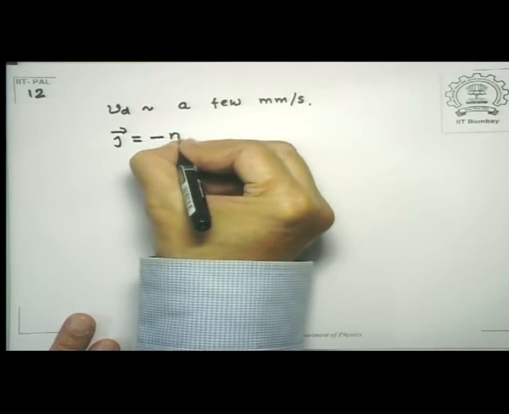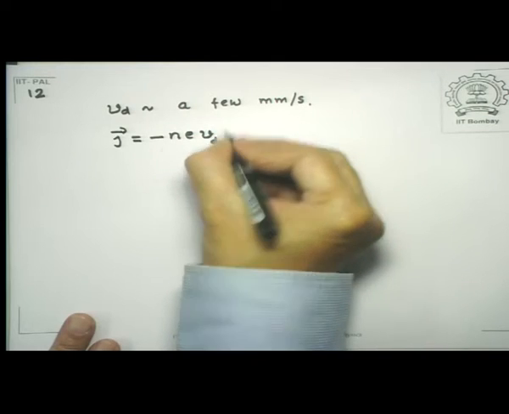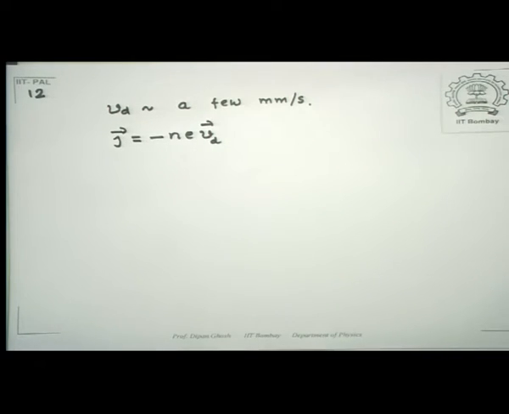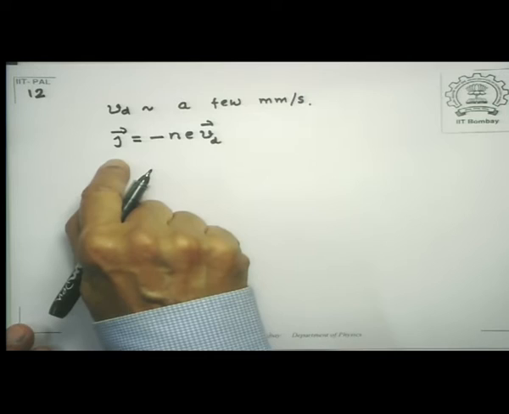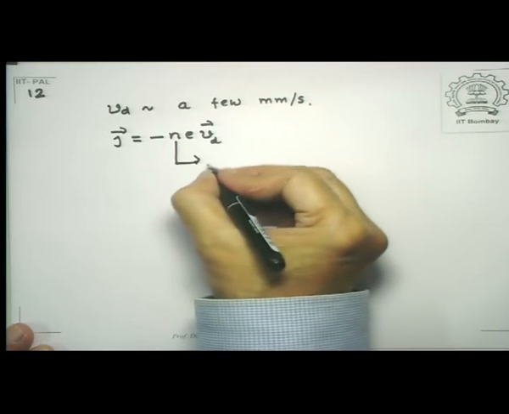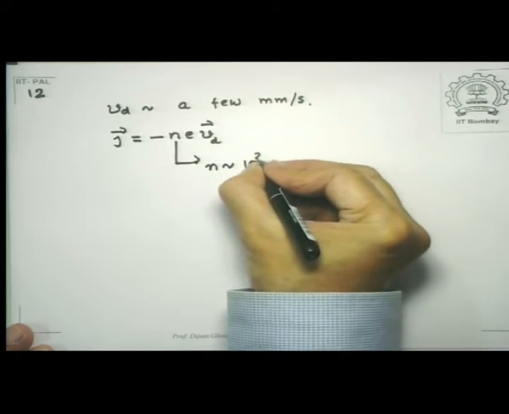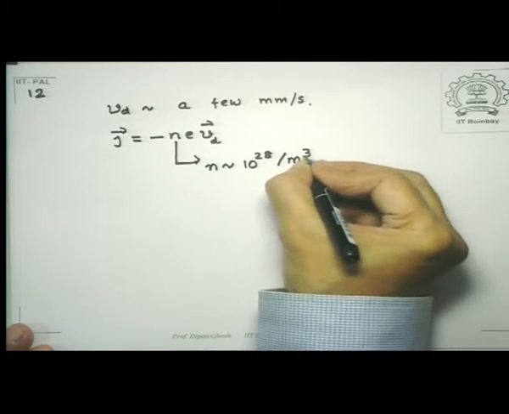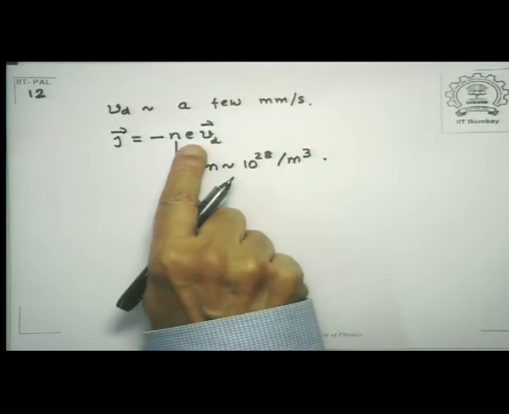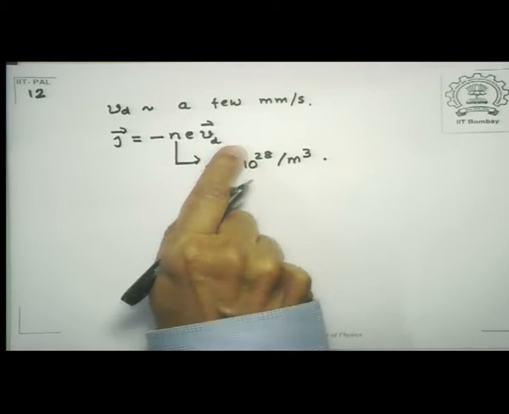The second point is that the relationship between current density and the drift speed is J = -nevd. Now, notice that we have said Vd is small, a few millimeters per second. Electronic charge is also small, 10 to the power minus 19. So, the reason why the current density is not that bad is because n is a large number, and we had calculated it some time back, and we found n is of the order of 10 to the power 28 per meter cube. So, this number more than compensates for the product of these two numbers, which is small.